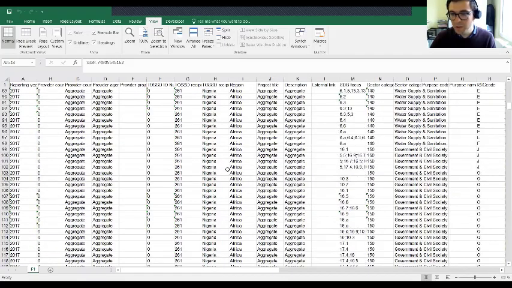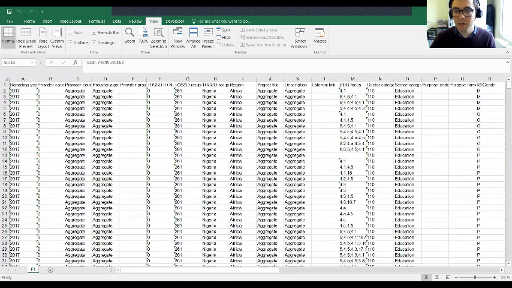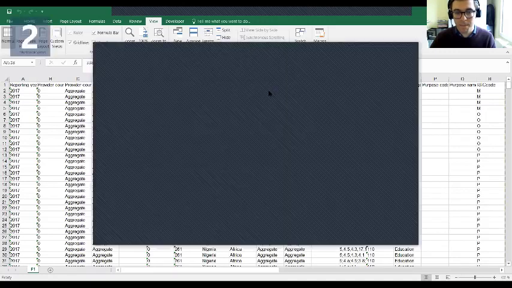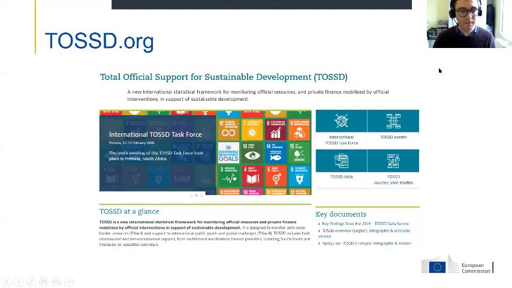So I see we're almost running out of time. So let me quickly go back to the slides. Here we go. Can everyone see the slides again? Yes, okay. Thank you. So we showed you basically where to find all of the information. I do encourage you to explore a bit, both the website and the data platform. Of course, as the results of the TOSSD reporting exercise become available in January or February, you will find a lot more details on the data platform as well.